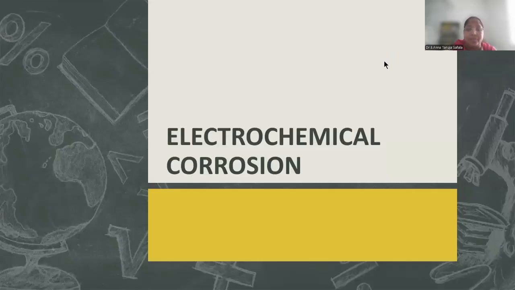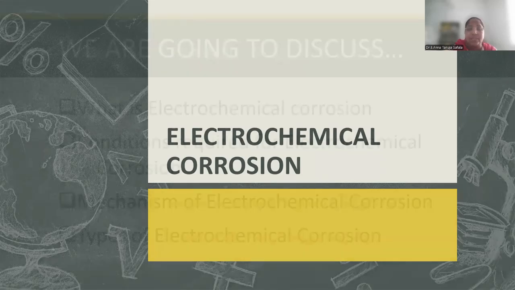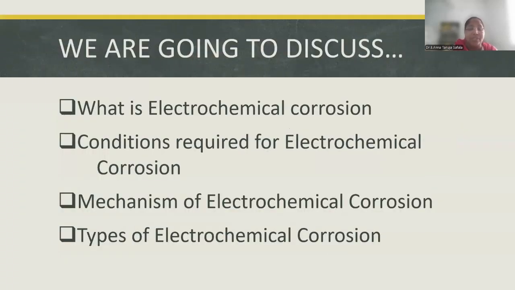Hello everyone. Today we are going to learn about electrochemical corrosion, one of the types of corrosion. There exist broadly two types of corrosion: dry corrosion or chemical corrosion, and wet corrosion or electrochemical corrosion. In today's video lecture, we'll be focusing on what is electrochemical corrosion, conditions required for electrochemical corrosion, mechanism of electrochemical corrosion, and types of electrochemical corrosion.